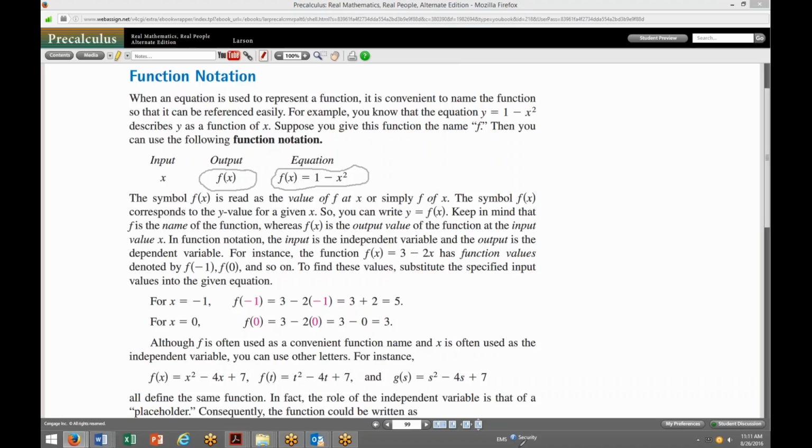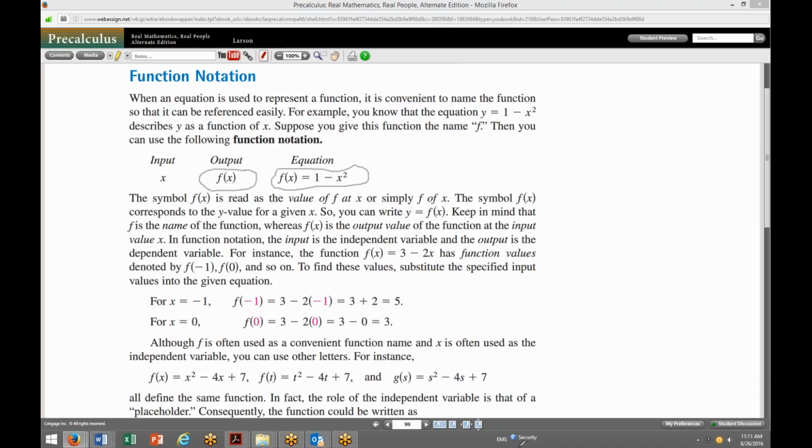Again, that f parentheses x is spoken as f of x. F of x, that's how we say it. If the function's name was g, we would say g of x. If the function's name was h, we would call it h of x. And this output amount, for this particular function, f of x equals 1 minus x squared, the 1 minus x squared is the y value for each particular x value. It represents the corresponding y value for every single x value.